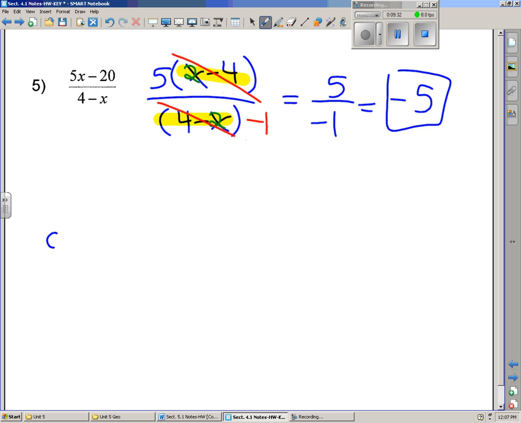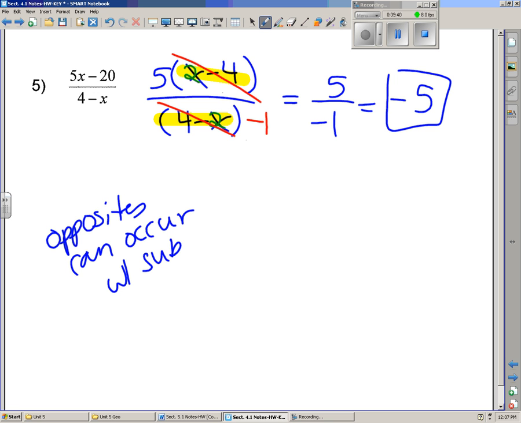So when there's subtraction, you can have opposites. So you're looking for opposites, which can occur with subtraction.